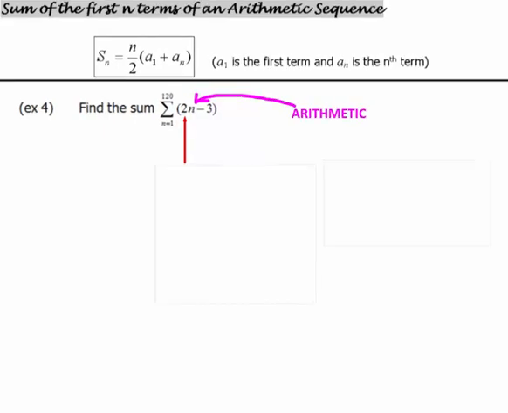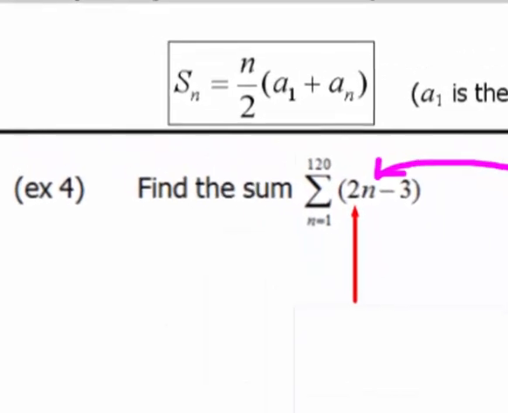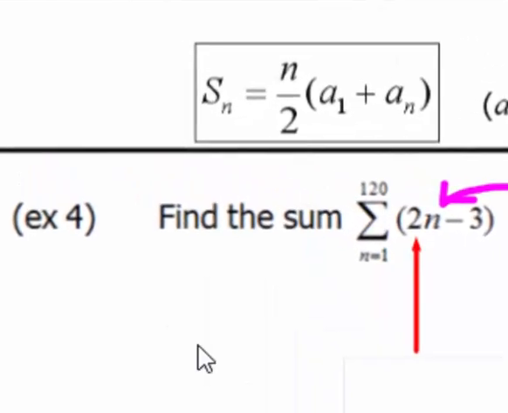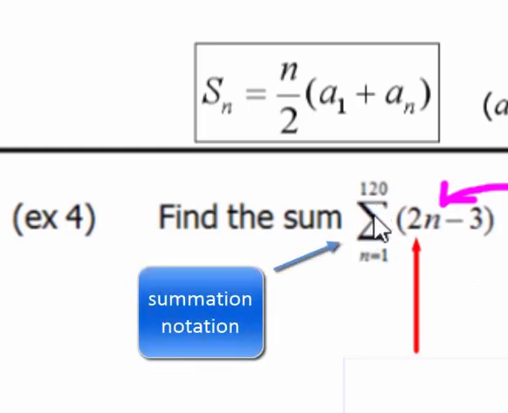All right, so again, we're looking for the sum, but this is given in a different way. The last one we could see the sequence. This time we have a formula for the sequence. So some pieces that you need to understand. This is summation notation. When you see that symbol, the symbol means sum, means add things.